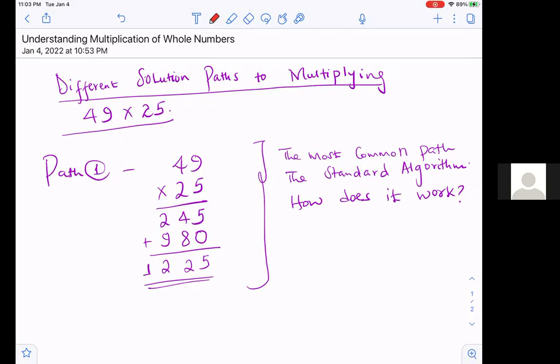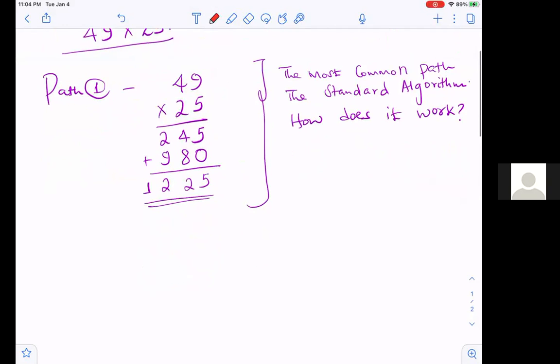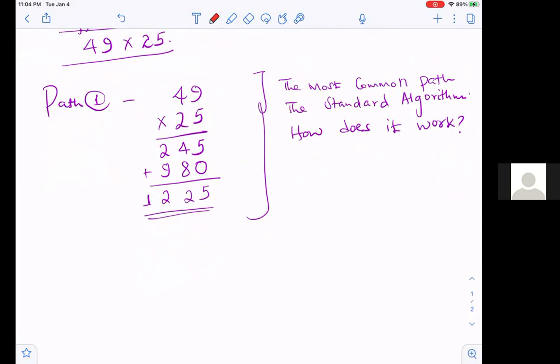So the methods we are going to focus on will somehow try to unpack the standard algorithm, and we'll be in a position to understand why this method works. So thinking about 49 times 25, we are going to see the role that place value plays when it comes to understanding multiplication of whole numbers.